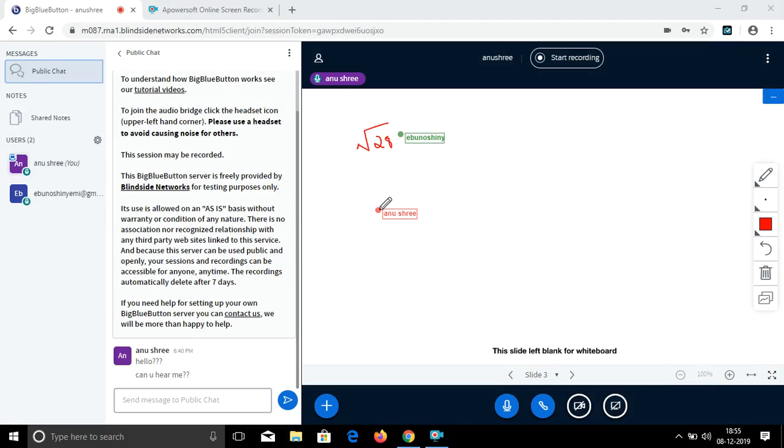Solve this one, root 28. Like in irrational form, just like I have explained to you in the previous one, it was root 12. In that form. Yes, that's correct.